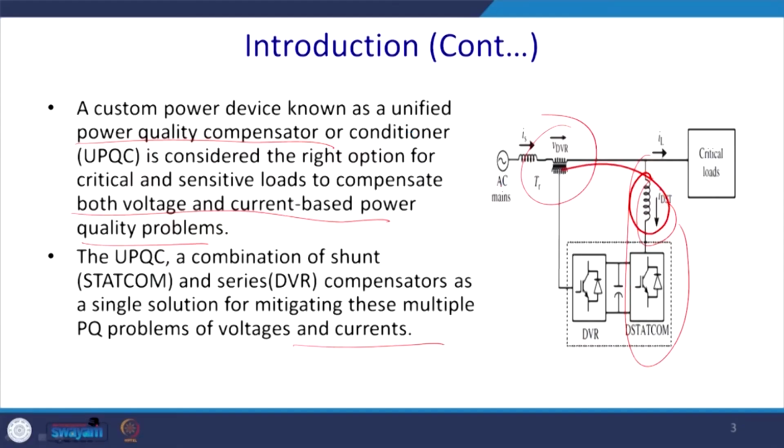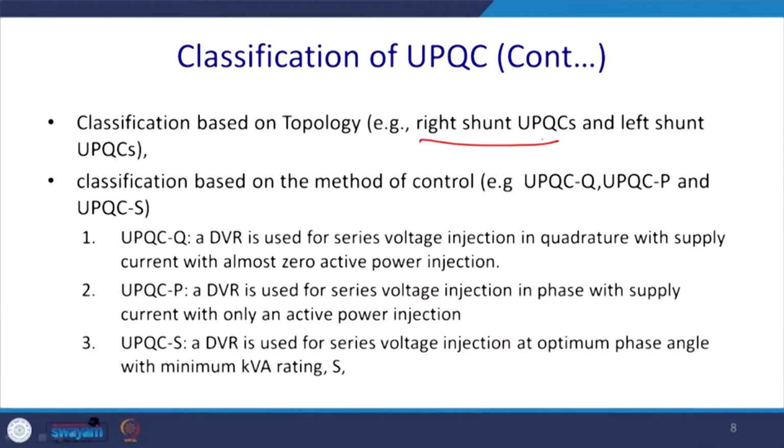Now, we can have a classification based on the topology. For example, if you refer back to the first circuit, there is a shunt. Here the shunt is at the right side, it can also be at the left side. Based on right or left, we can have a classification of the shunt. So, examples are the right shunt topology and the left shunt topology.